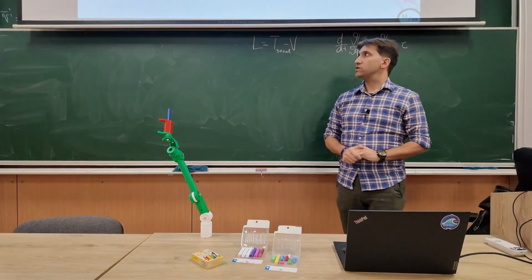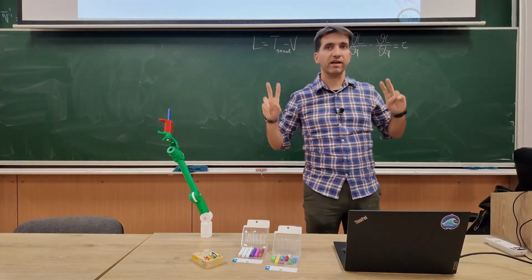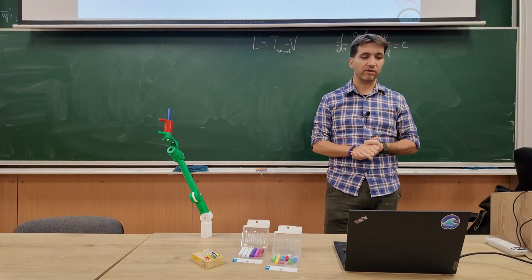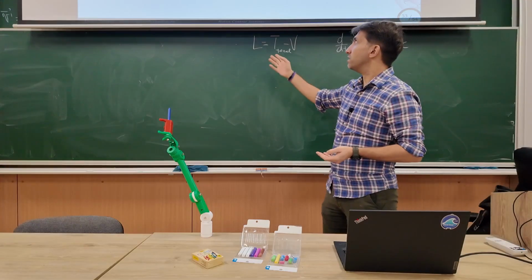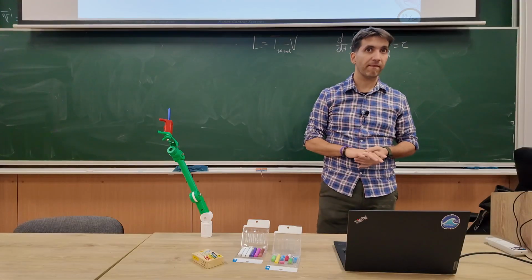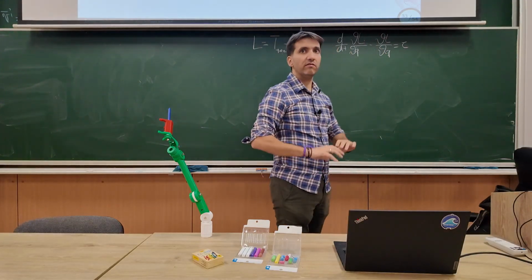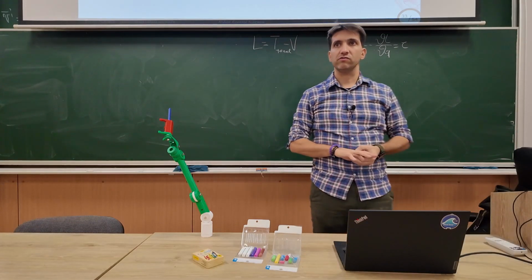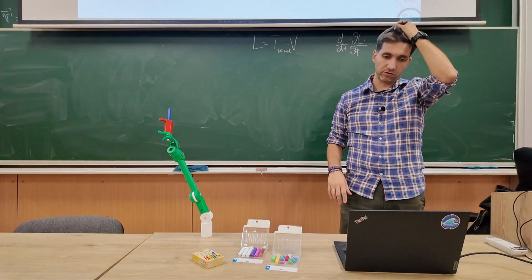Let's continue then to see how all this applies to robots. And we'll take again an easy example of this planar robot that we worked with so far. Let's try to calculate basically the Lagrangian of this system. All right? Because if we have the Lagrangian, then we can do the derivation and we end up with equations of motion that we'll see later on how we use for control.